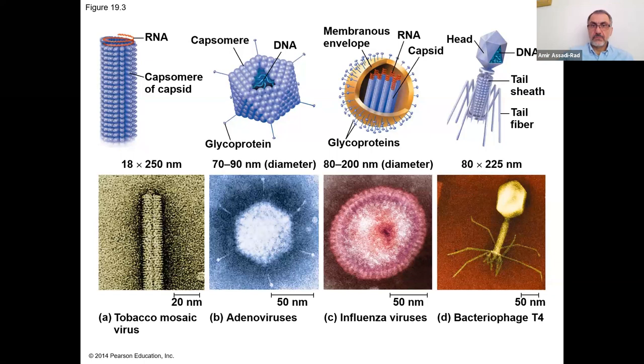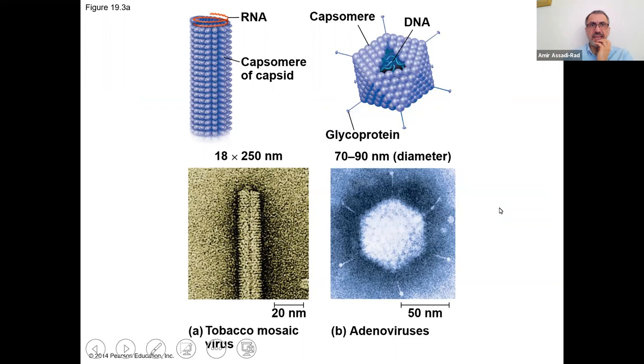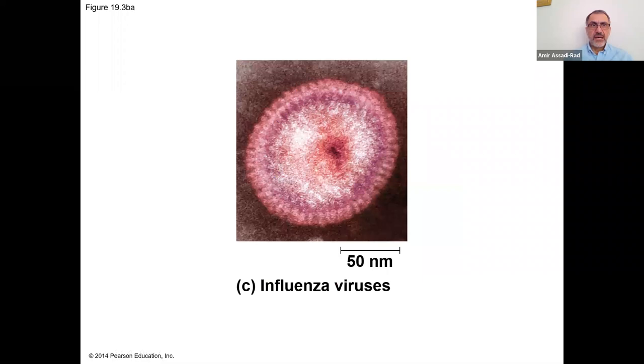Again, going into details, the tobacco mosaic virus does not even have the glycoproteins. So not all viruses have these glycoproteins, but they do have this protein coat outside of them. And the inside could be DNA or RNA. And I don't know any virus that has both of them. Okay. Either they have DNA or RNA. That's an exam question. So we talked about all of these.